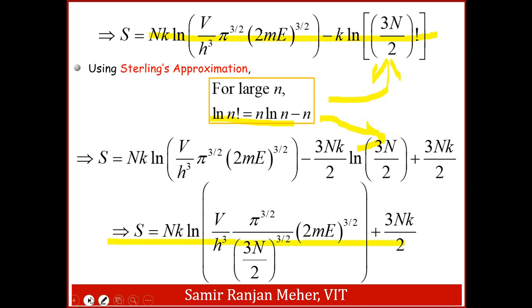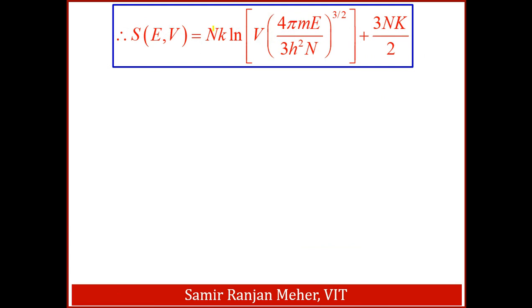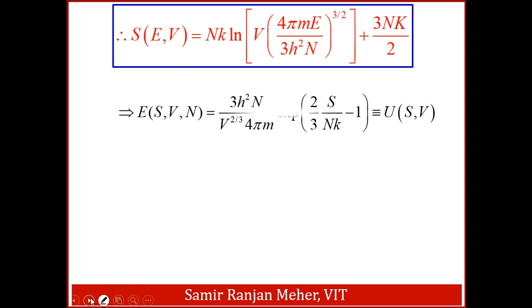So after a few simplifications, I can obtain the corresponding entropy of the system as the given expression. Further simplification will lead to entropy equal to Nk ln of (V times (4 pi mE divided by 3h^2 N) to the power 3/2) plus 3Nk by 2. So I can rewrite the internal energy of the system in terms of the entropy. This is just a rearrangement of the terms. So the internal energy of the system is given by 3h^2 N divided by (V^{2/3} times 4 pi m) into exponential of (2S by 3Nk minus 1).